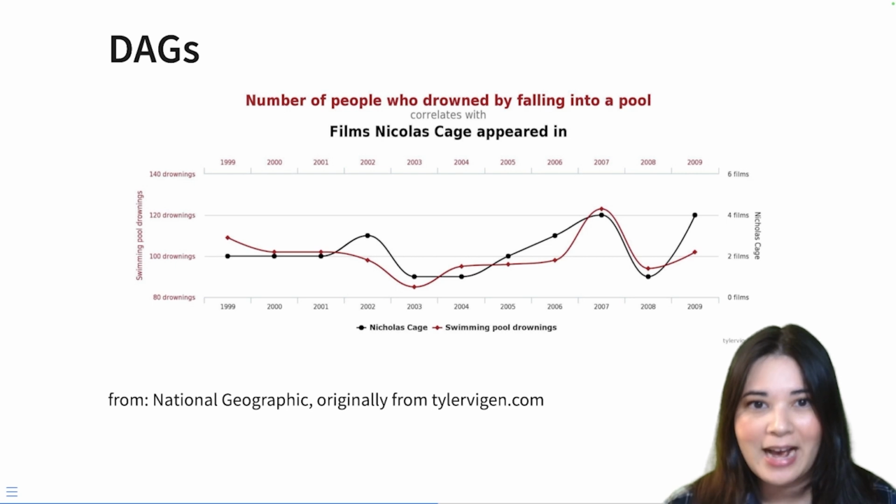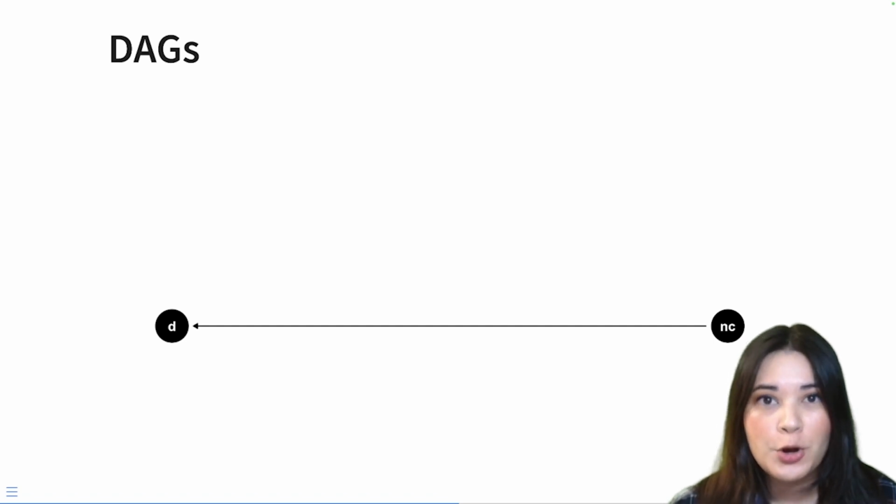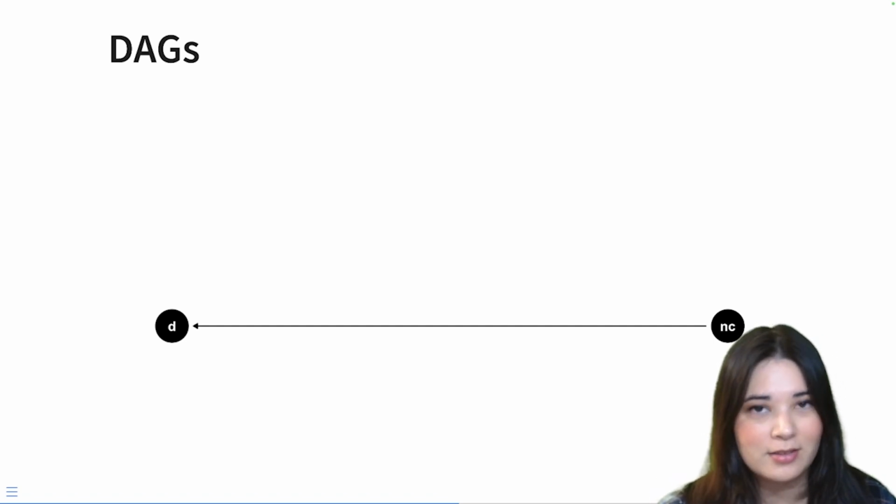So why are DAGs important? Well, let's look at a really silly example. It turns out that the number of people who drowned by falling in a pool is really highly correlated with the number of films that Nicolas Cage appeared in. One DAG that could explain this relationship is one that looks like this, where we have the node for Nicolas Cage on the right causing the drownings on the left.